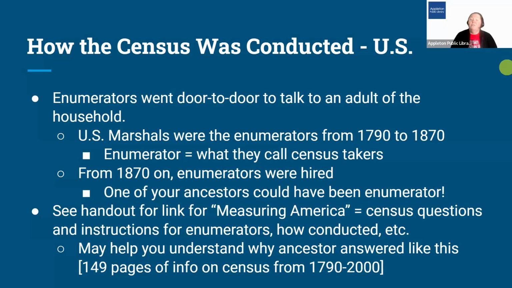There's a link in your handout for Measuring America. It gives you all the census questions and instructions that the census takers were given, and talks a little bit more in depth about how the census was conducted. So it might help you understand, this is why my ancestor answered the question like this. It's a very long document. There's a whole 149 pages all about the census from 1790 to 2000. So I definitely encourage you to take a look at that to learn more about the census than what I can cover today.